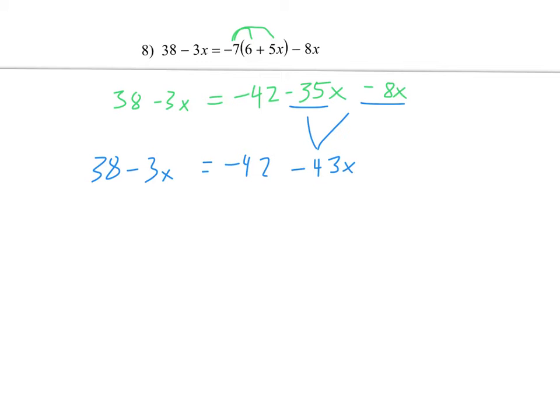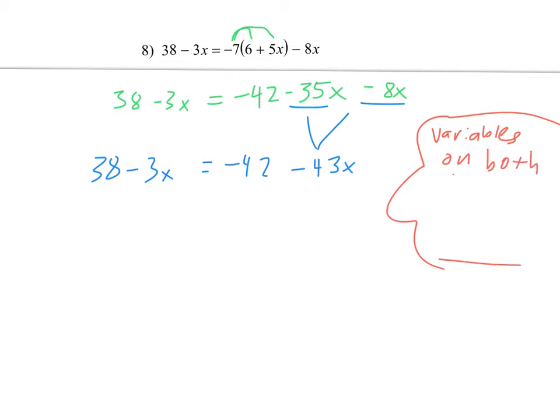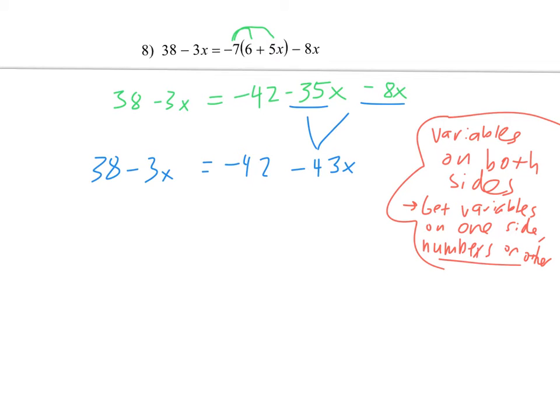Okay, so now I see here, and I'm going to make a note over here, when we have variables on both sides, because these are challenging to solve when we have variables on both sides, what you always want to do is get the variables on one side, numbers on the other. Okay, so variables on one side, numbers on the other. So it doesn't matter which goes where.